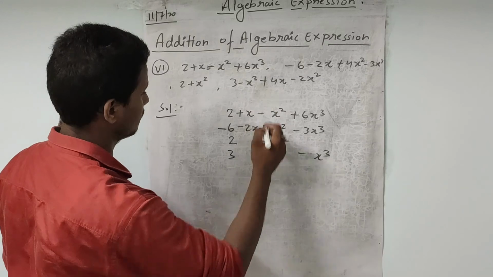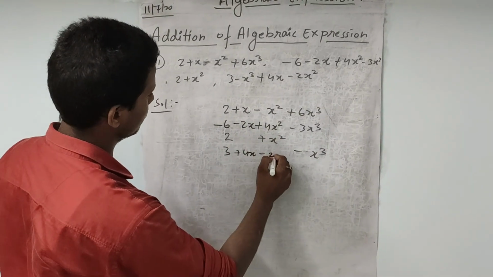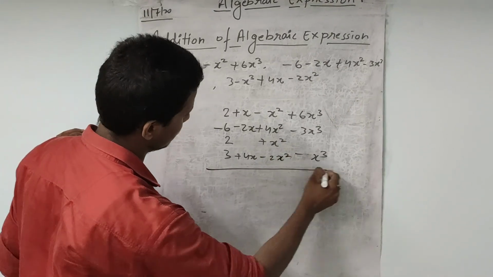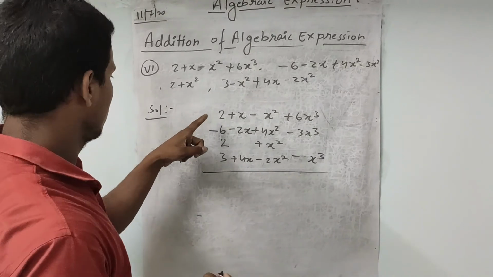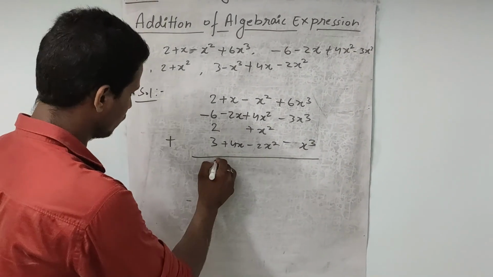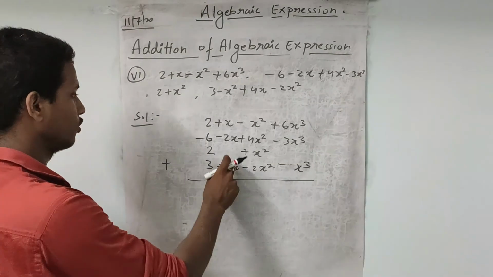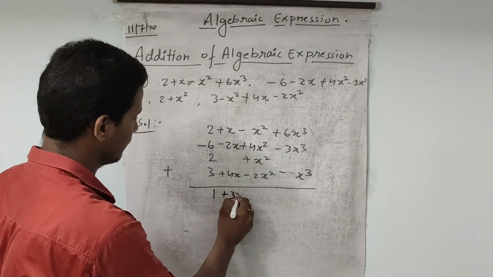Okay. Now next is 4x. So 4x will be here. Now minus 2x square. So this we have written. Now we need to add the things. So 2 plus 2 plus 3, that is 7, minus 6, that is 1 positive. 4 plus 1, 5, 5 minus 2, that is plus 3x.